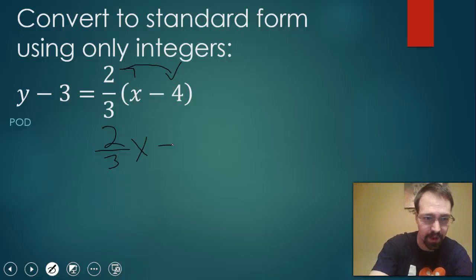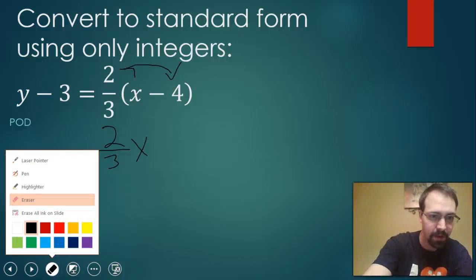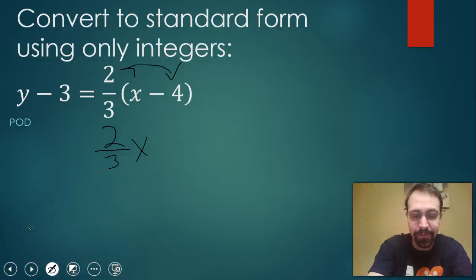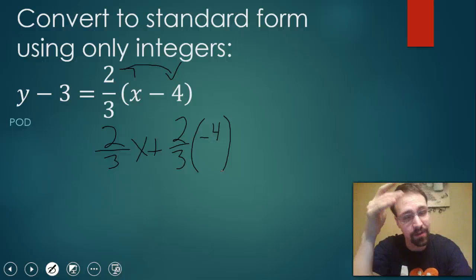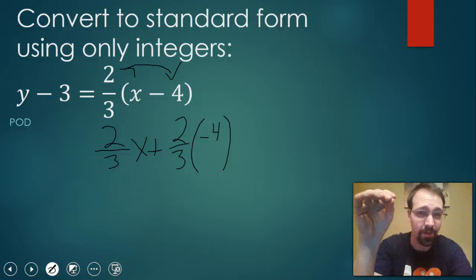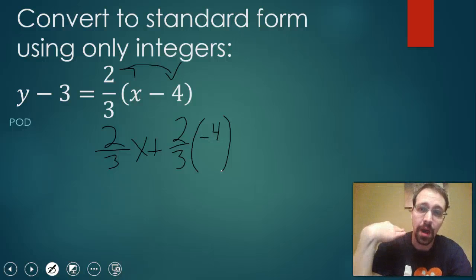Because all you can do, let's go to that eraser. Alright, we're going to take 2/3, so plus 2/3 times -4, like that. Wait a second. We can't multiply a fraction by a whole number. We need to convert that whole number to a fraction. We do that by dividing it by 1. So -4 over 1. I can't simplify.